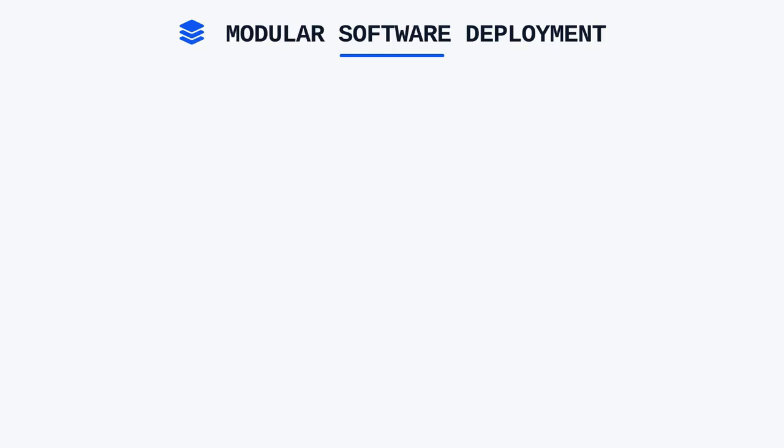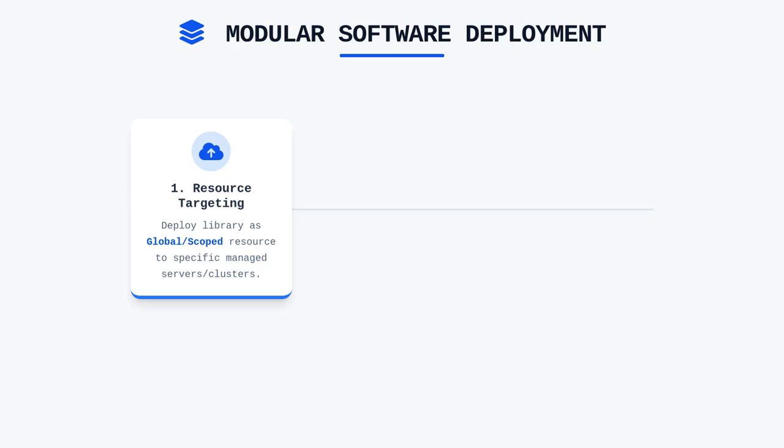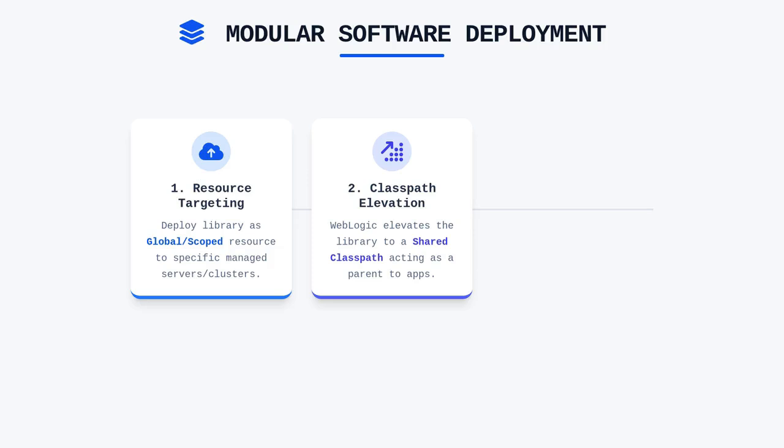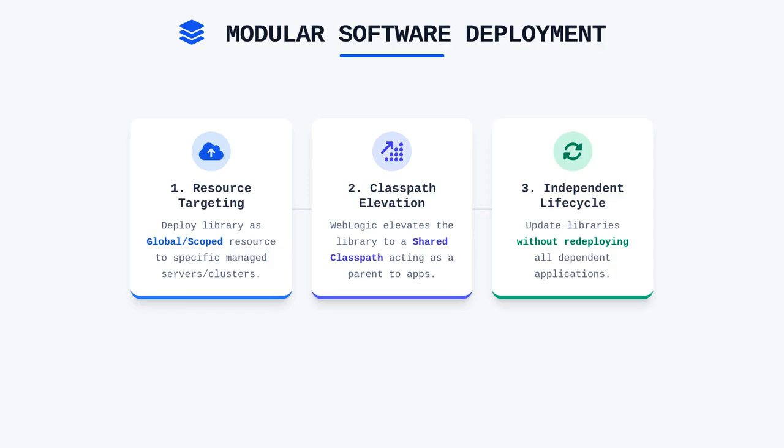Targeting and deployment of these modular software layers follows a workflow similar to standard application deployment, though it requires a different mental model. You first deploy the library as a global or scoped resource, ensuring it is targeted to the appropriate managed servers or clusters that represent the runtime environment. Once the library is registered, WebLogic effectively elevates it to a shared class path that acts as a parent to the application-specific class loaders. Because the library exists independently, you can update it without necessarily triggering a redeployment of all dependent applications, provided the signature of the code remains compatible.